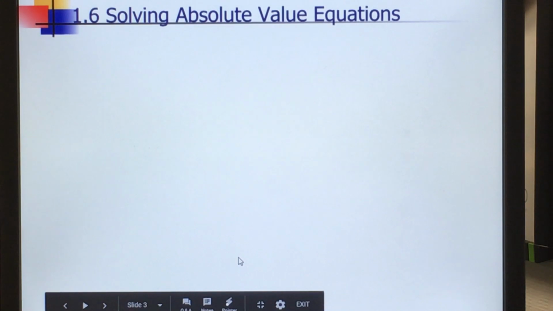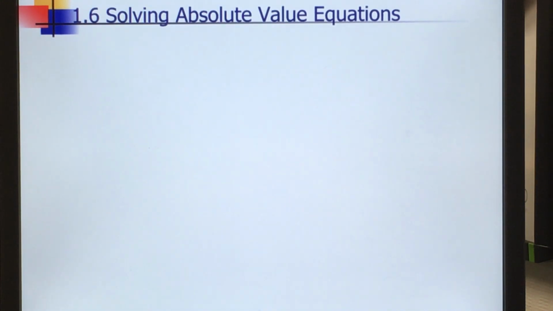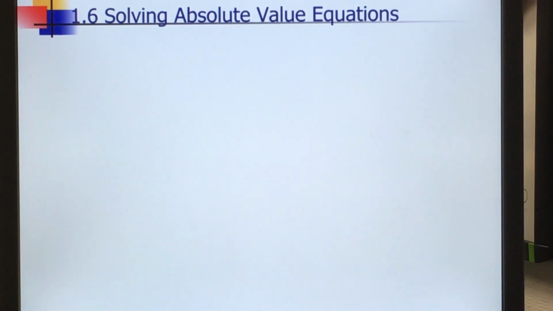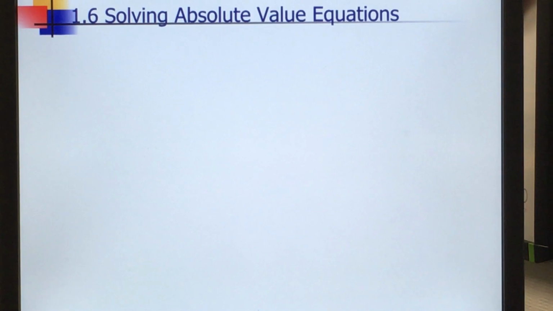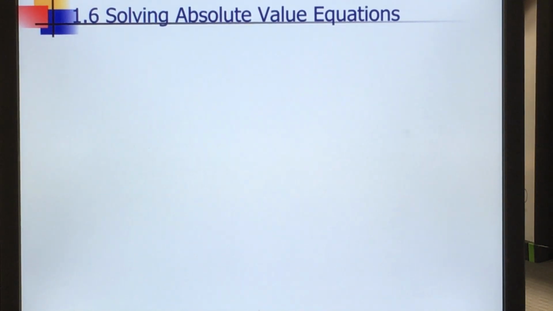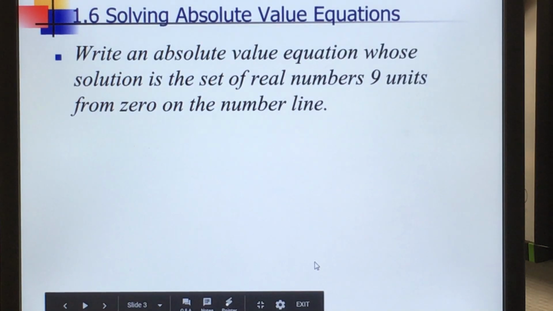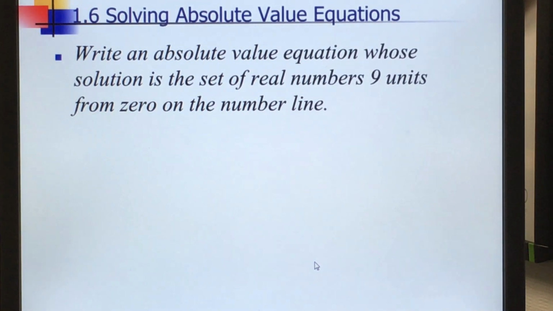In this section, you are going to learn to solve absolute value equations. Absolute value equations are equations that involve absolute value, where there is a variable within the absolute value. So let's try to translate this statement, for example.